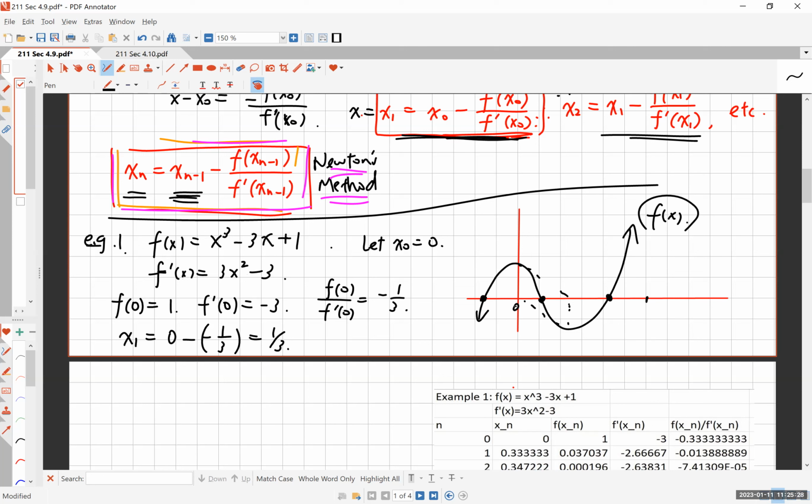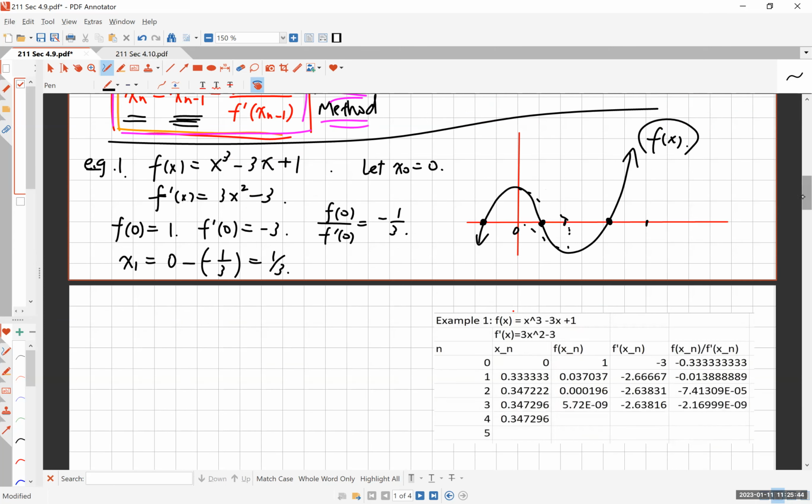So it started here, and now it's somewhere over here. 1/3 is actually going to give you something around here. Anyway, it'll give you a number that's very close. So this is 1/3.